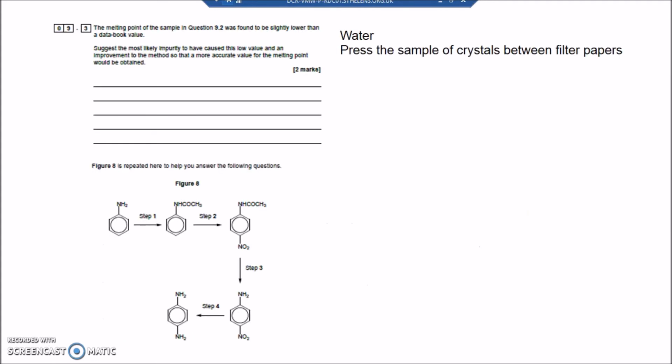Let's have a look at step 3. So step 3, what's step 3 done? Right, it's broken that bond there. NH2 has been formed from NHCOCH3. That's an amide bond, or a peptide bond, that's been formed there, an NHCO.